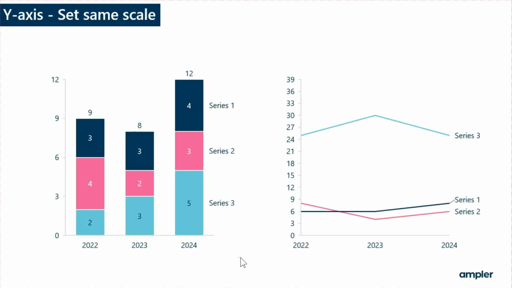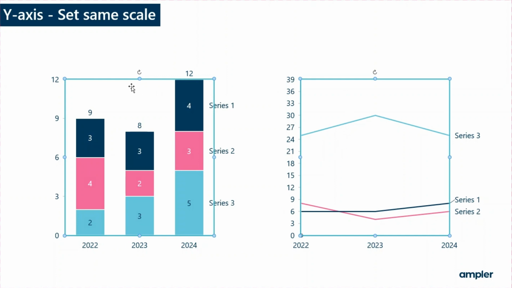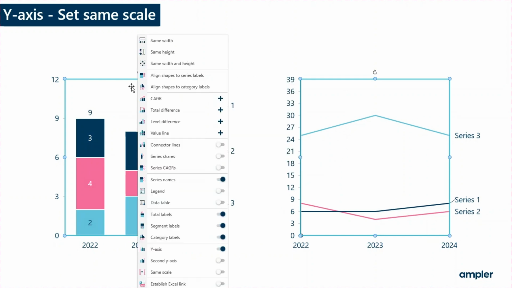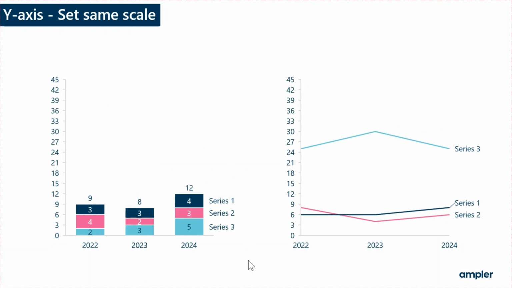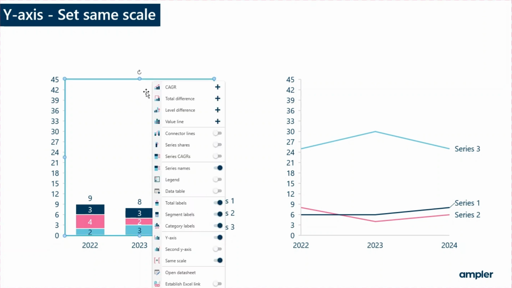In cases where you have two charts on one slide and want to make them comparable, you can set the same scale for both charts. Select both charts, right-click, and toggle on Same Scale from the context menu. The charts stay on the same scale even if data is changed in one of the charts or if the axis scale is changed. To go back to individual chart scaling, simply right-click on one of the charts and toggle off same scale.